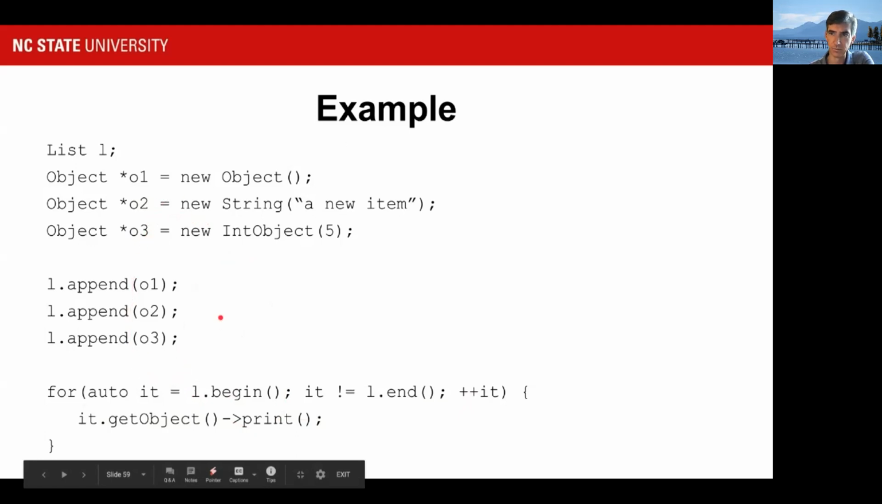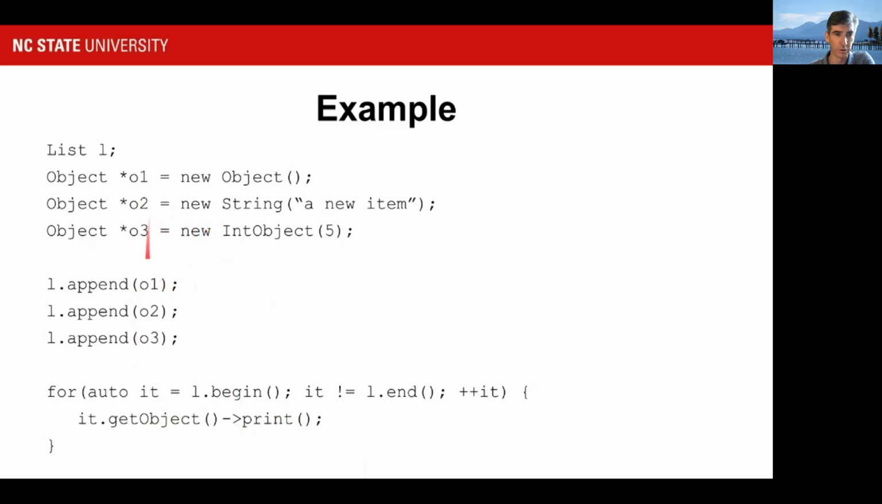Now, what's the output of this code going to be? I appended o1, o2, o3, so what I'm hoping is that it's going to print object, string, and then int object. That's what I'm hoping it's going to be.